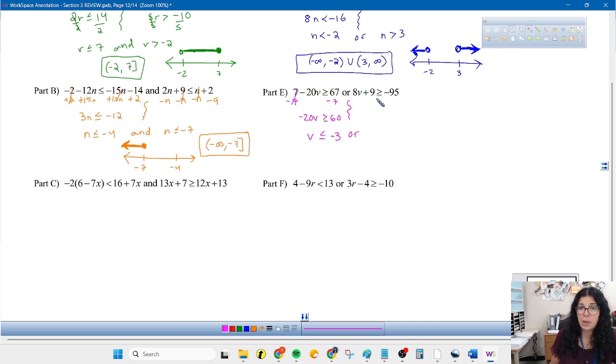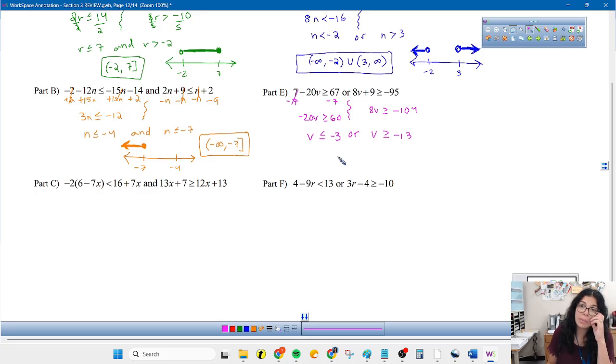And then on the inequality on the right, I start by subtracting 9, which -95 minus 9 is -104. So I get 8v is greater than or equal to -104. And then -104 divided by 8 gives me -13. So I get v is greater than or equal to -13.